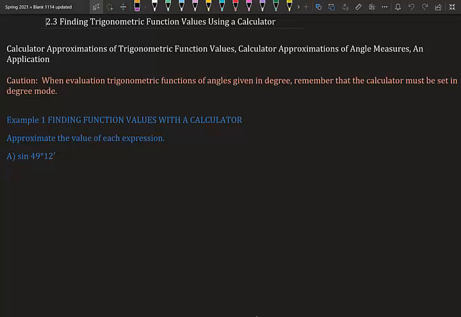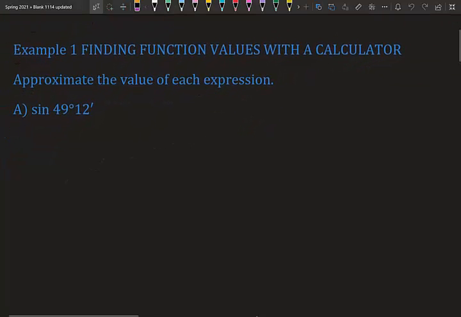All right, so finding function values with the calculator. Approximate the value of each expression. Because it says to approximate, that tells us we use a calculator. If it does not say to approximate, round, the hundredths place, all of that, you have to give exact answers, fractions. So unless it says approximate or any synonym of that word, you are not allowed to use your calculator. Okay, so I'm going to write down the steps and then I'll actually walk you through those steps.